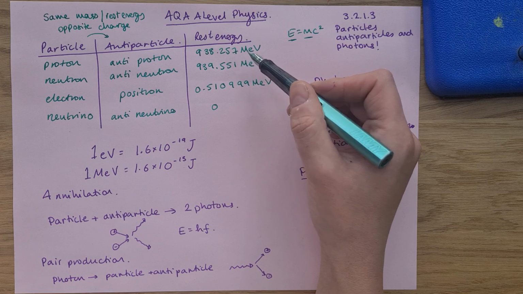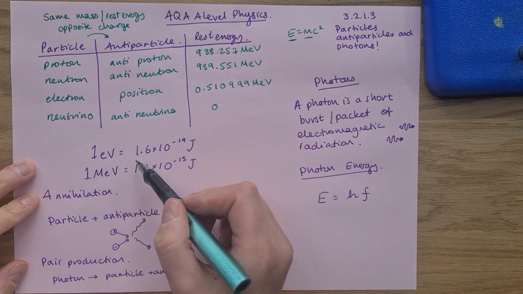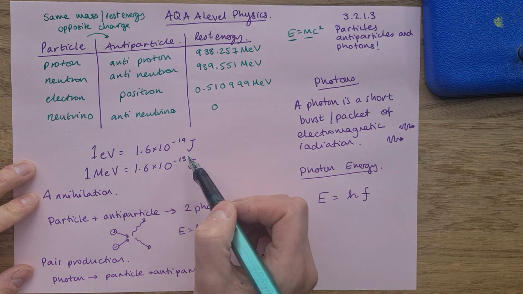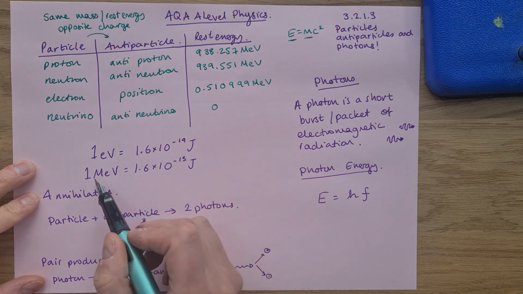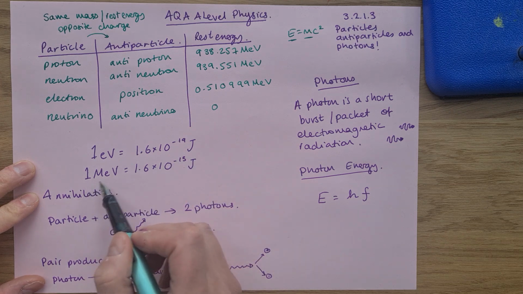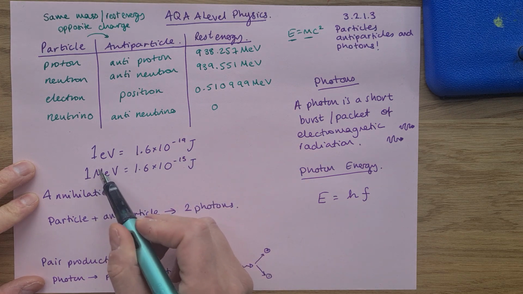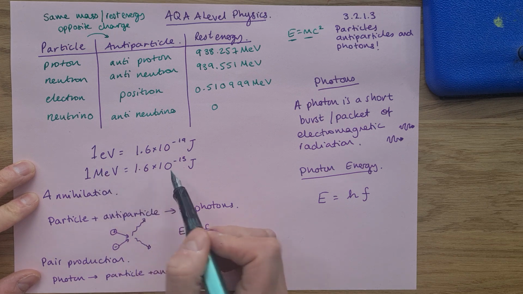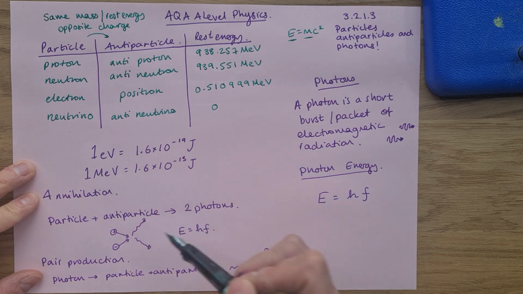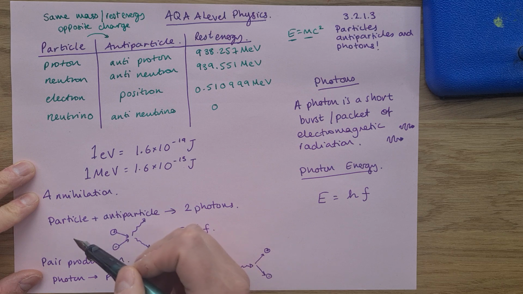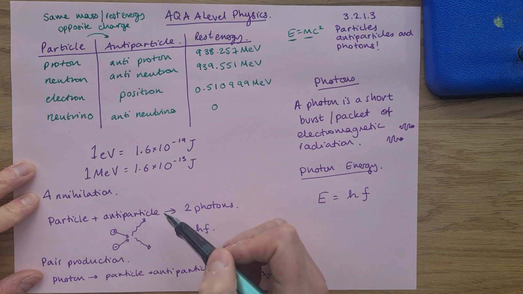So for now, we just say that 1 electron volt is 1.6 times 10 to minus 19 joules. That's the magnitude of the charge on an electron. So a mega electron volt, because mega is the times 10 to the 6, it's just 1.6 times 10 to minus 13 joules if you need to convert it, which you do when you talk about photons.